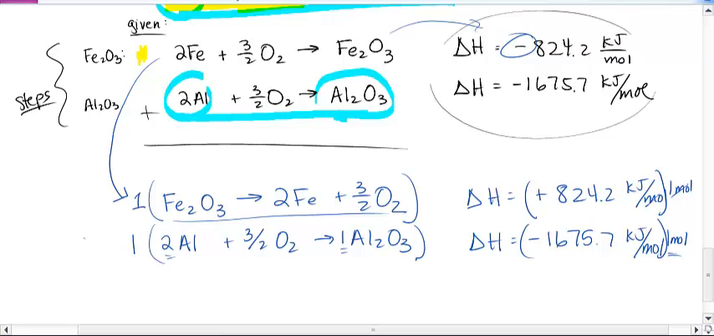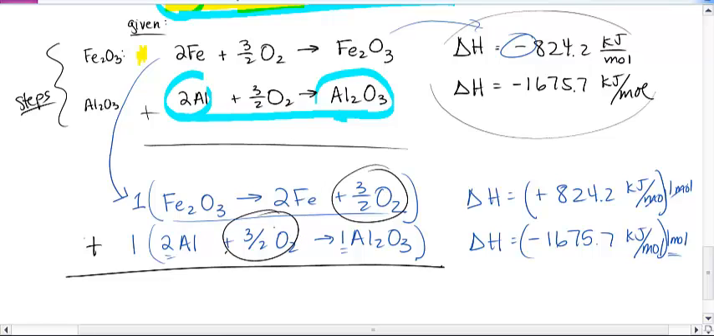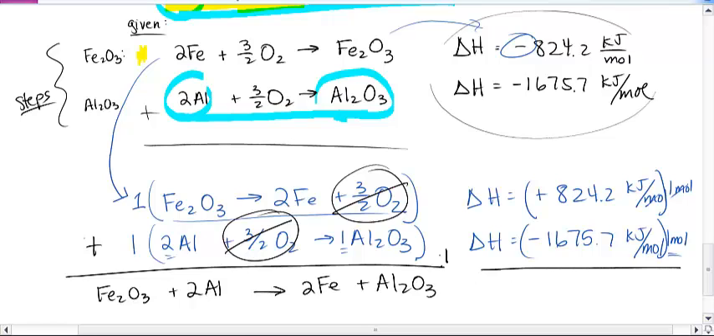If I now try to add these 2 reactions together, anything on the right side of the arrow of one and left side of the arrow of another, I can cancel, like the 3/2 oxygens. Cancel. And I can drop anything down on the left side of the arrow down here, so I get Fe2O3 plus 2Al yields 2Fe plus Al2O3. And then I can do the same thing here. Now the moles cancel, so my unit will be kilojoules. And I simply add these 2 together and I get negative 851.5 kilojoules.